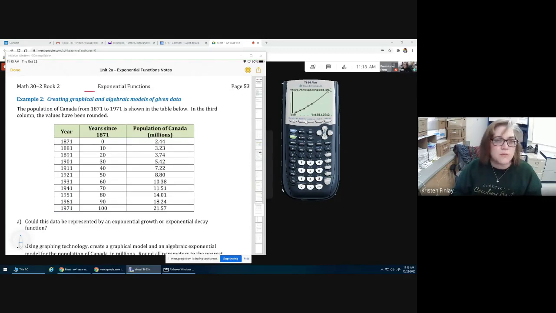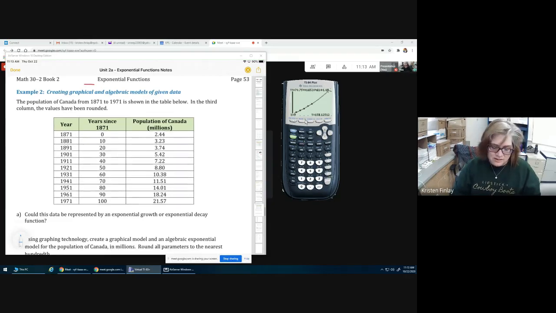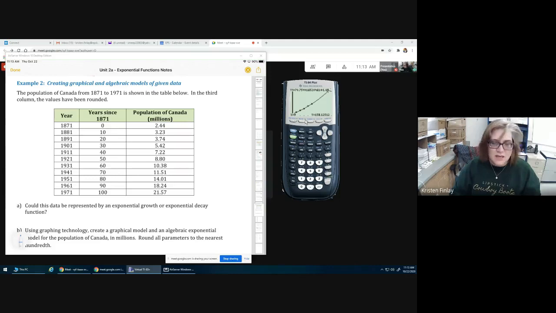Creating graphical and algebraic models of given data. So we've got another data table, and we're going to graph this, but let's look at the data to begin. So this is a population graph, and it's years since 1871, and we're looking at the population of Canada. And it says, could this data be represented by an exponential growth or exponential decay function?